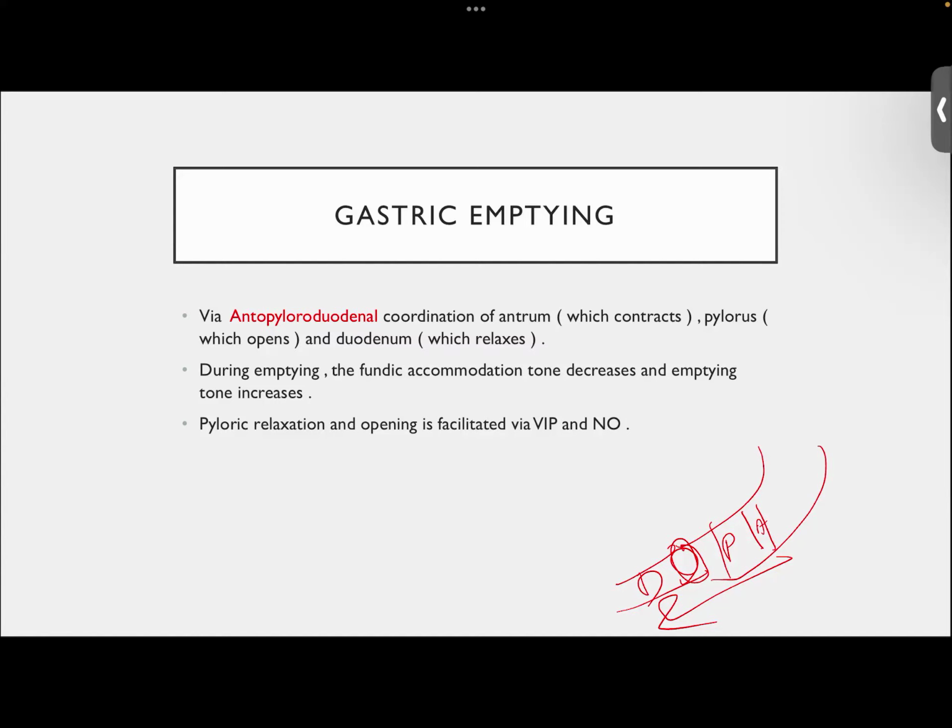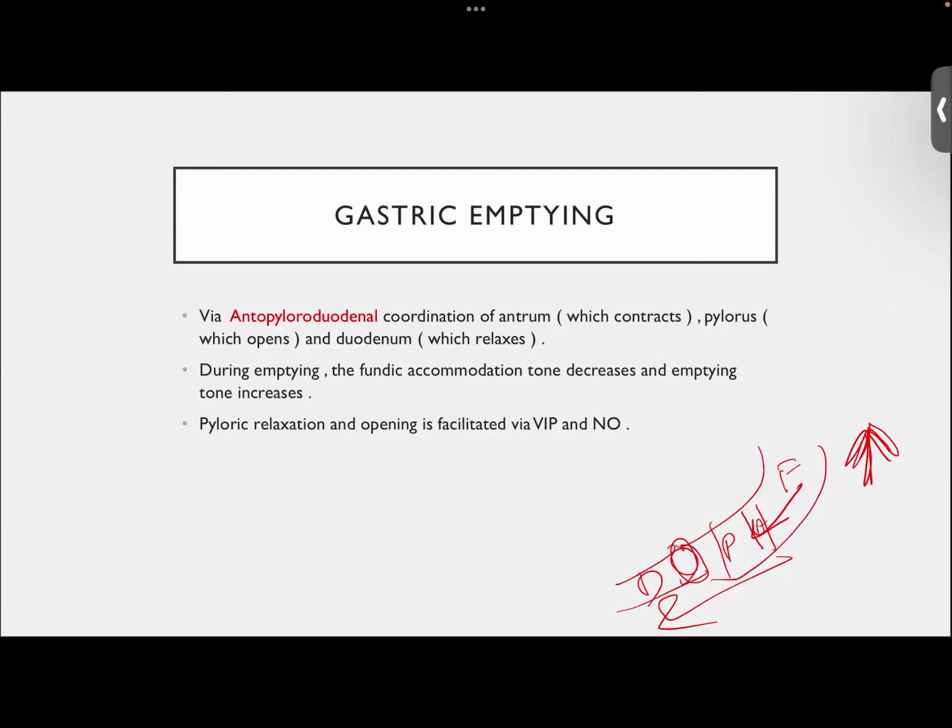And only if we have antropyloroduodenal coordination, only then can we empty the stomach. During emptying, the fundic accommodation tone decreases and emptying tone increases. So this is the fundus of the stomach. It's superior to all of these. It also stores food, remember? So instead of storing the food now, its accommodation tone decreases. That means it doesn't want to accommodate the food anymore. And emptying tone increases. That means it wants to empty the food. And hence it will increase the vagal tone to contract so that it can move the food out of the way to the antrum. And then the antrum can do the antropyloroduodenal coordination and empty the food.